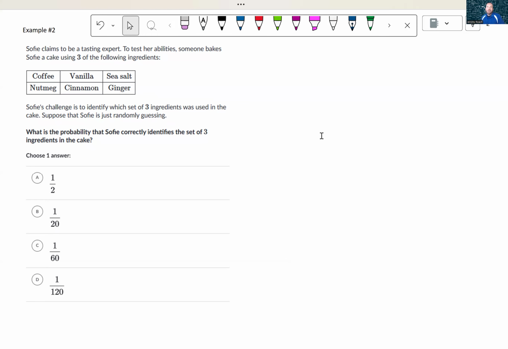Sophie only needs to identify which 3 ingredients were used. Now we're going to count all the possible outcomes. So we need to ask ourselves, does changing the order of these ingredients or the arrangement create a different outcome? For example, is coffee, vanilla, and ginger the same thing as ginger, coffee, and vanilla? And it is. It doesn't matter the order that we do this in, so we're going to use combinations. And so there's 6 total, and we're choosing 3. That's going to be our denominator.